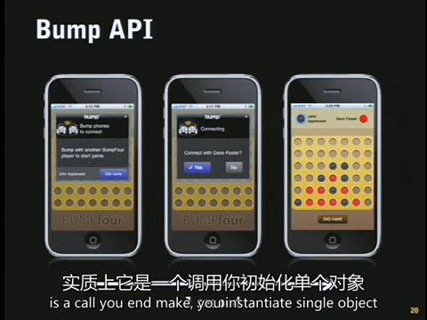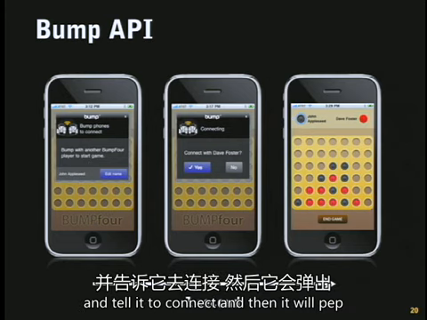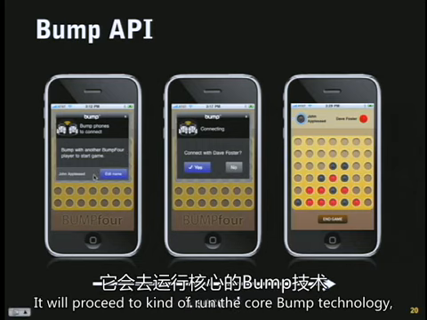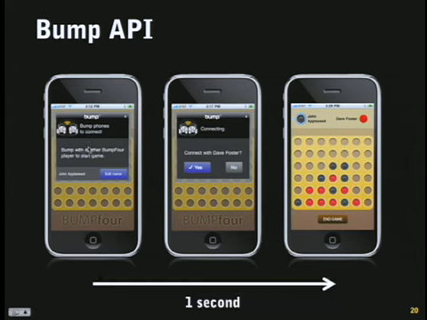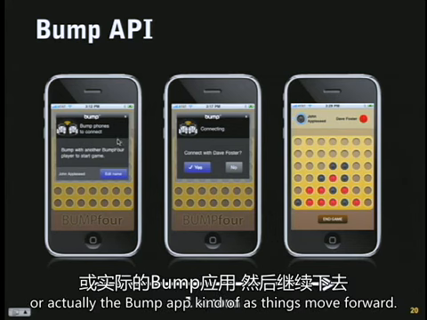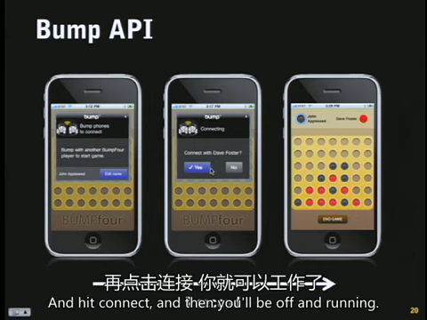You instantiate a single object and tell it to connect, and then it'll pop up this UI view or view controller, and it will proceed to run the core Bump technology, and you'll bump another app, which is also running the API, or actually the Bump app, as things move forward, and hit connect, and then you'll be off and running.